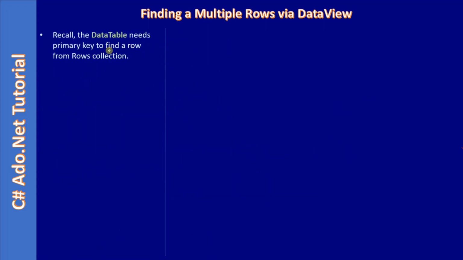Recall, the data table needs a primary key to find a row from the rows collection, right? That we saw many times in our previous subseries. But in the previous video, we used the find method of the data view, not the data table. Since we used the data view, we sorted the column first, then we asked the find method to retrieve the ordinal position. Then from the ordinal position, we retrieved the DataRowView, and from there we fetched the column values.